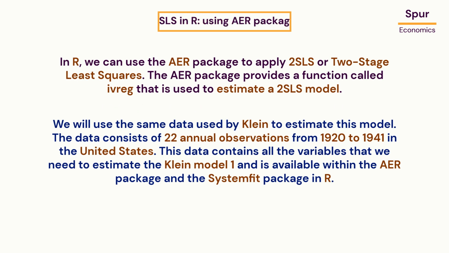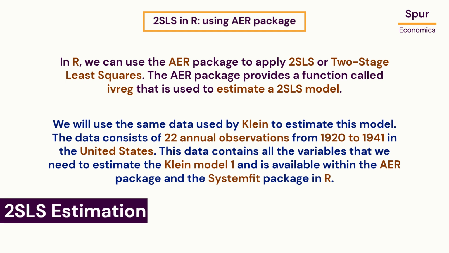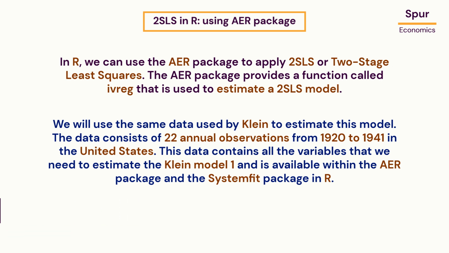In R, we can use the AER package to apply 2SLS or two-stage least squares. The AER package provides a function called ivreg that is used to estimate a 2SLS model. We will use the same data used by Klein to estimate this model. The data consists of 22 annual observations from 1920 to 1941 in the United States. This data contains all the variables that we need to estimate the Klein Model 1 and is available within the AER package and the systemfit package in R.